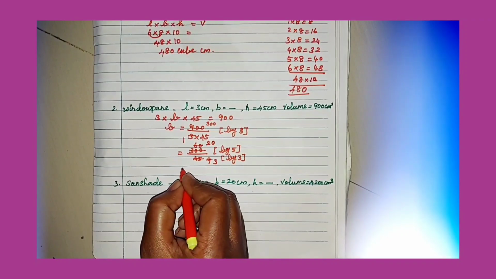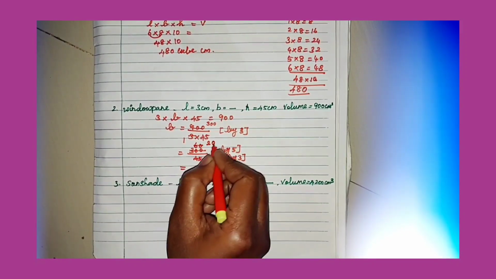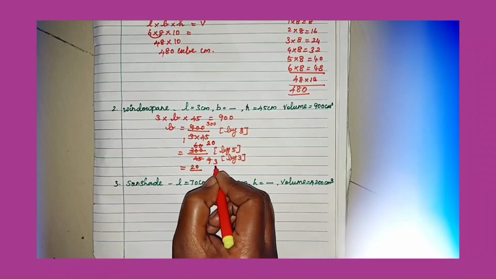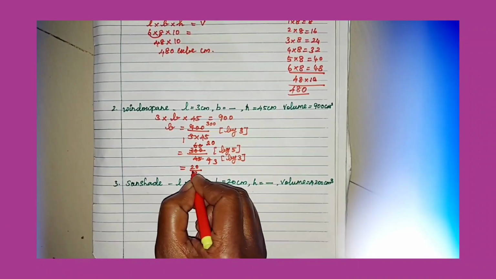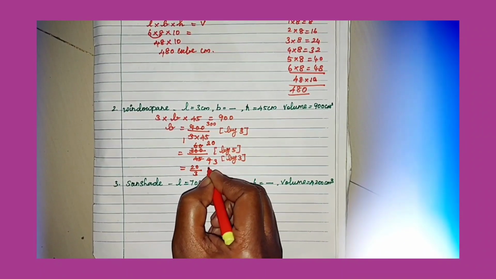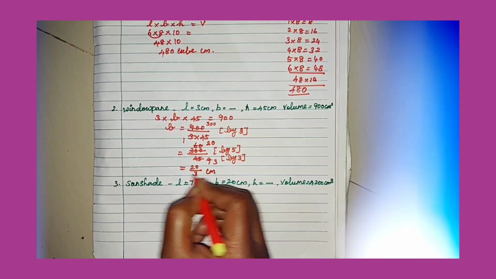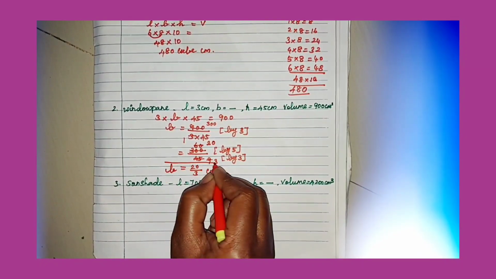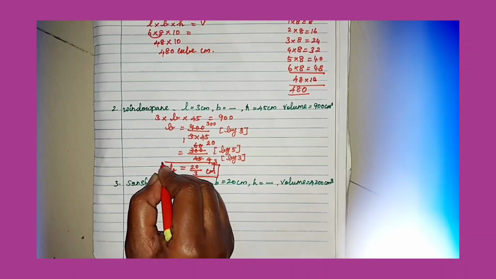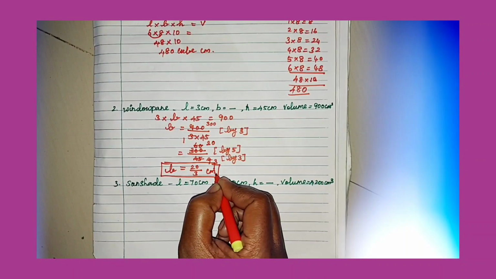So the upper value is 20 divided by 3. The measurement is centimeter. This is the breadth value. So breadth value is 20 divided by 3 centimeter.